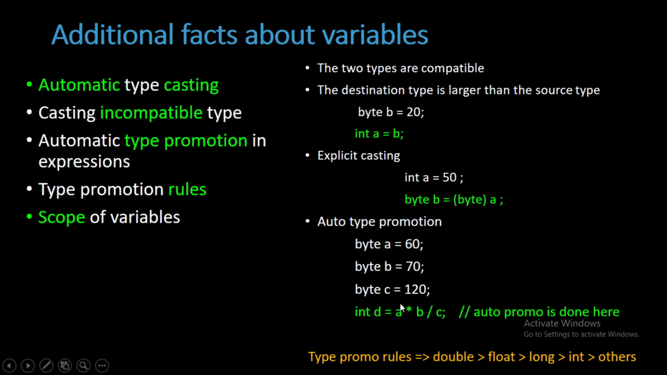When I have an assignment statement int d followed by a into b by c, this a into b by c, which are of byte types, is automatically promoted to integer type and then it is stored there. As you can see on the last line here, there are promotion rules. If you are assigning a float variable to double, automatic promotion is done. If you are assigning a long variable to float, that is done. But if I am trying to assign a double to float, that doesn't happen. If I assign a double to long, then that never happens.